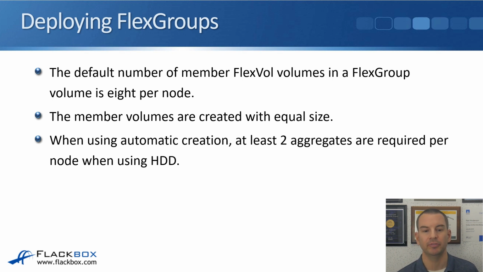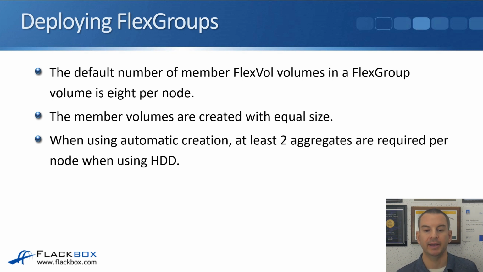When you do deploy the FlexGroups, the way it's going to work for the layout is the default number of member FlexVol volumes in a FlexGroup volume is 8 per node. And the member volumes are created with equal size.